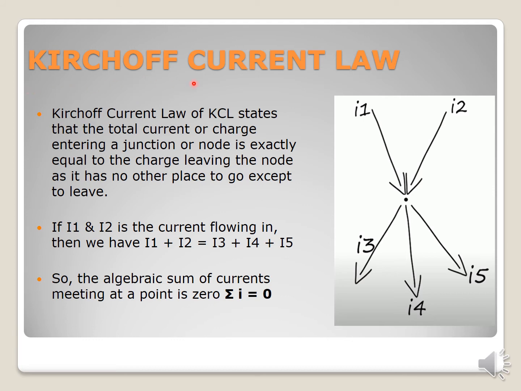So what is Kirchhoff current law, KCL? Kirchhoff current law states that the total current or charge entering a junction or node is exactly equal to the charge leaving the node, as it has no other place to go except to leave. If I1 and I2 are the currents flowing in, then we have I1 plus I2 equal to I3 plus I4 plus I5. So the algebraic sum of the currents meeting at a point is 0. Sum of total current equal to 0.